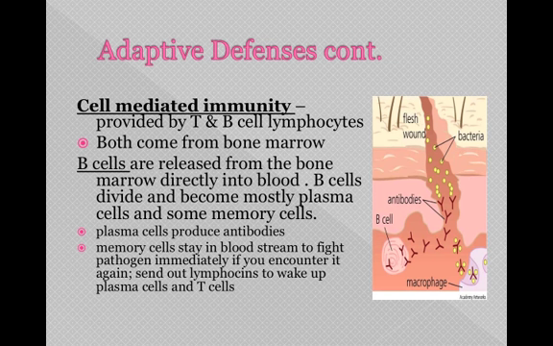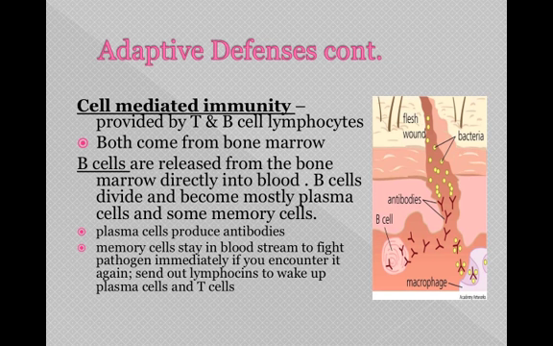Another type of adaptive defense is cell-mediated immunity, which is provided by T and B cells. The B cells are released from the bone marrow, directly into the blood. There are two types of B cells. The B cells will divide and form mainly plasma cells, and those produce antibodies. B cells also divide when they come into contact with a pathogen and will form memory cells as well, although the plasma cells are more abundant.